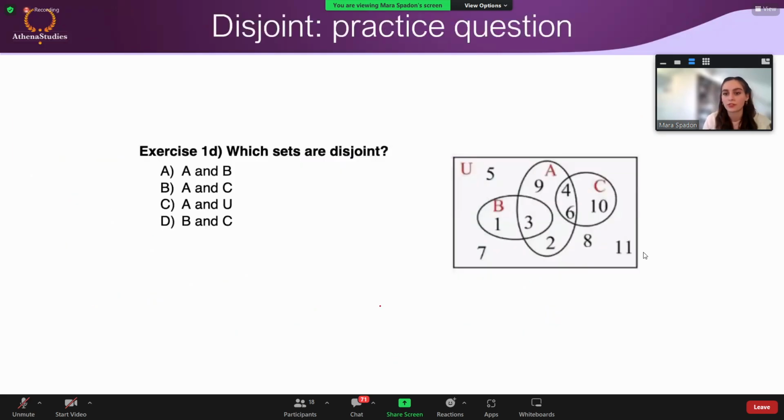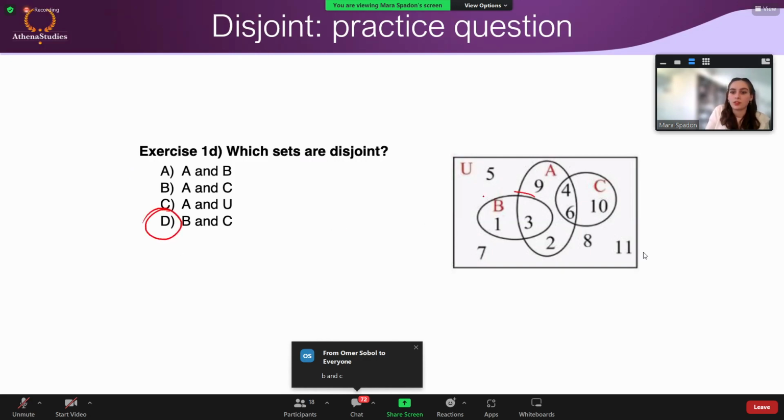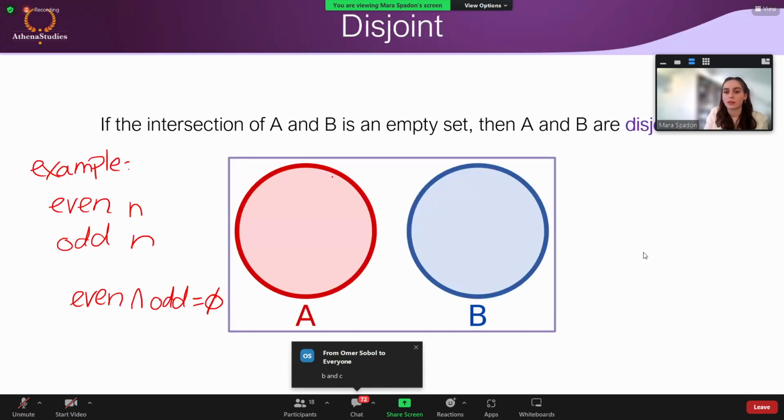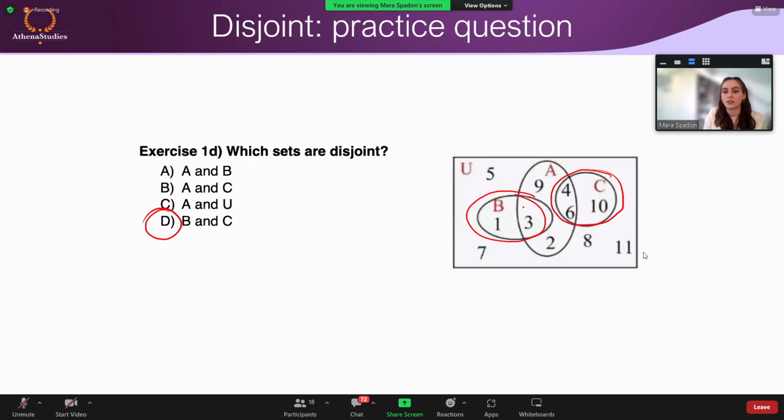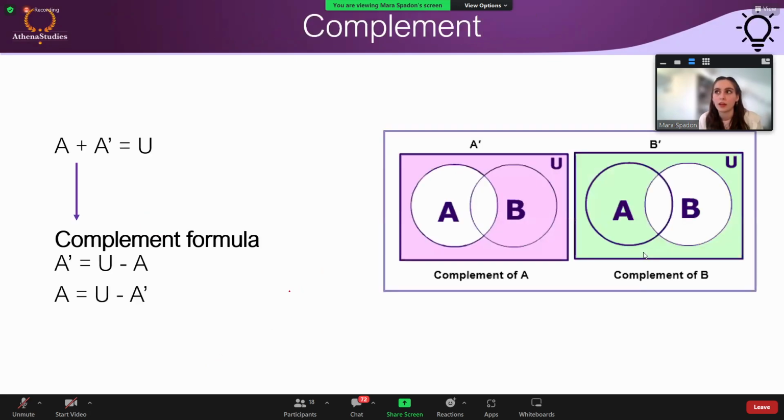So which two sets are disjoint? What do you think? B and C, perfect. Yes, because they do not share any common elements. Remember, we want to find something where its Venn diagram looks something like this. They are completely disjoint. There's nothing in between them, which is indeed the case for B and C. Both B has an intersection with A, C has an intersection with A, but B and C are disjoint. Okay, perfect.